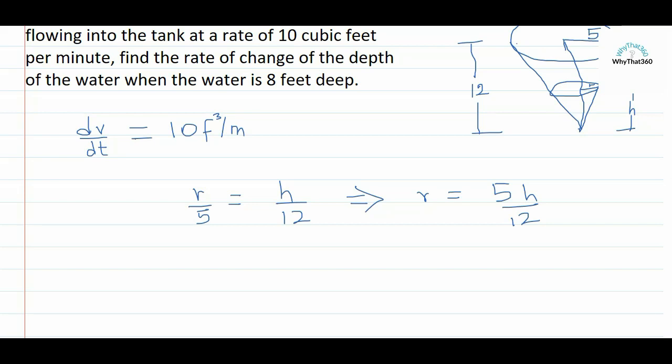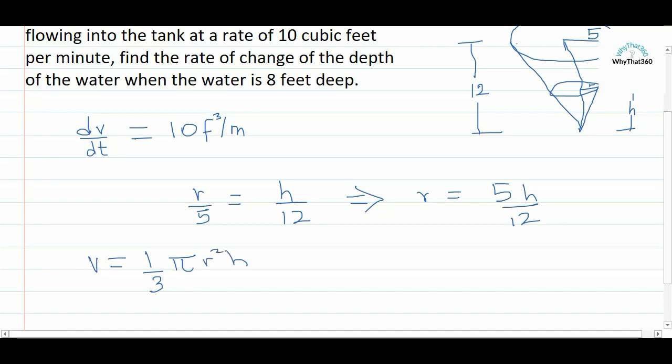We know the volume of a cone is equal to 1/3 pi r squared h. So from here, we know r, which was 5h out of 12. So let's go ahead and find the volume.